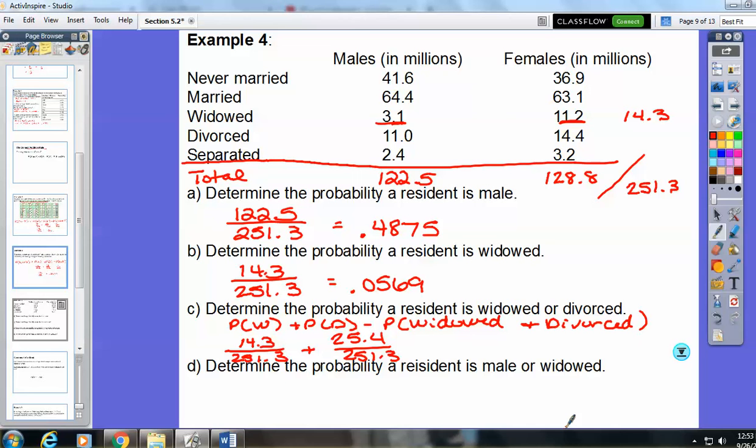Now, in this table, does it give an option where you can be both? No. So it is most likely accounting for first marriages only in this table. So what would I call these events if there's no overlap? Mutually exclusive. Those are mutually exclusive. So you just have to add them together.